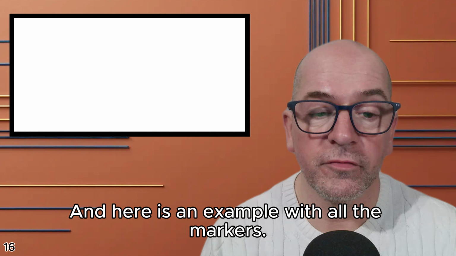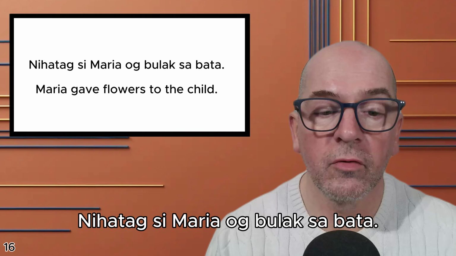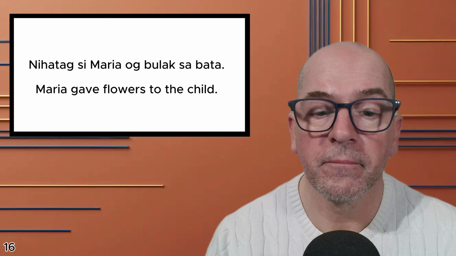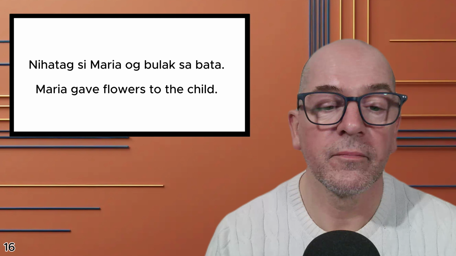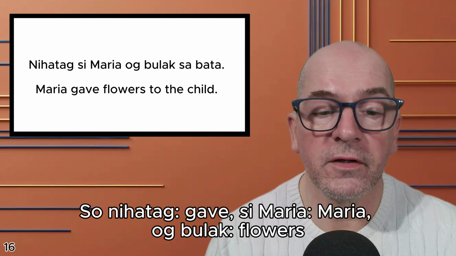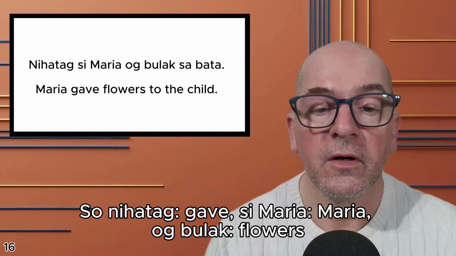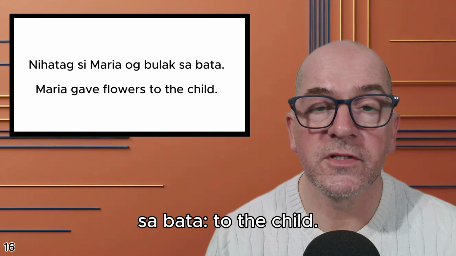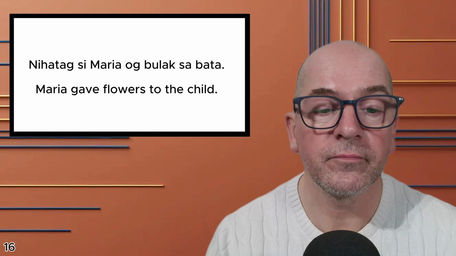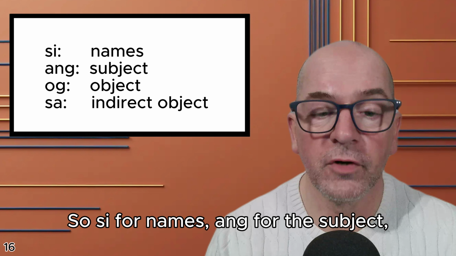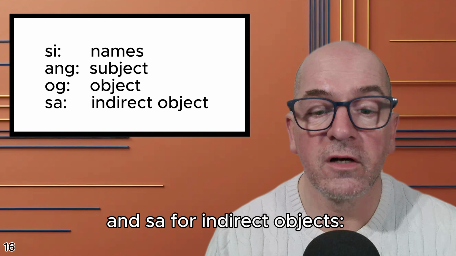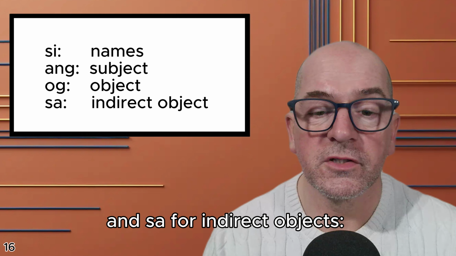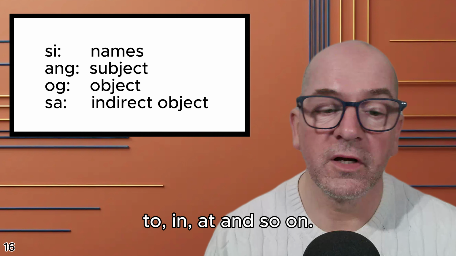And here is an example with all the markers. Nihatag si Maria og bulak sa bata. Maria gave flowers to the child. So nihatag, gave; si Maria, Maria; og bulak, flowers; sa bata, to the child. So si for names, ang for the subject, og for the object, and sa for indirect objects: to, in, at, and so on.